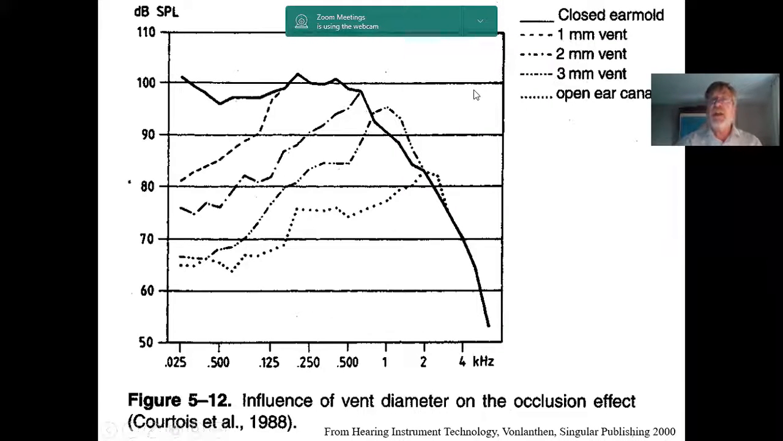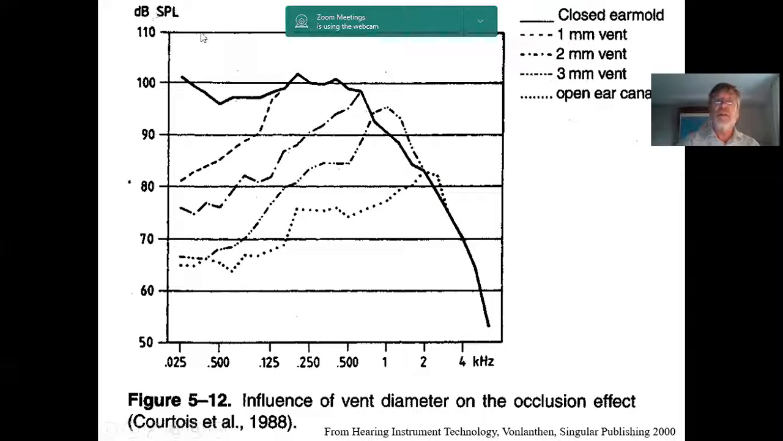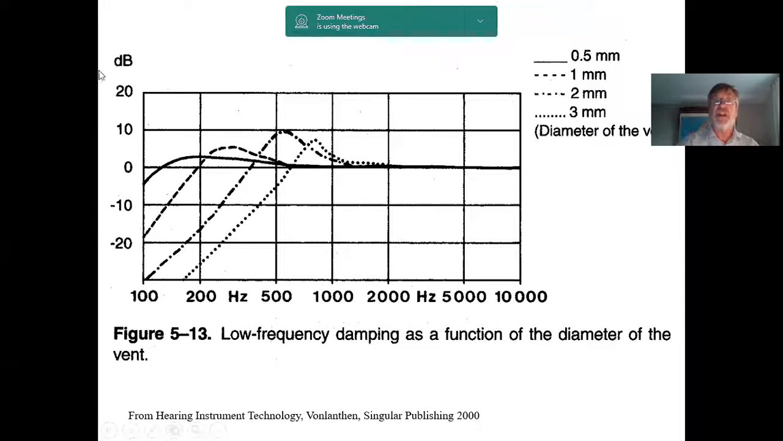But here's the effect of venting. A 1 millimeter vent doesn't let much of the lows out at all. A 2 millimeter vent starts letting lows out. 3 millimeter vent, more out. 4 millimeter vent, more lows escape. You see that? The influence of vent diameter on the occlusion effect. That's seen here too. Here it's in terms of dB SPL, output from the hearing aid. Here it's in terms of decibels of gain or amplification of the hearing aid.